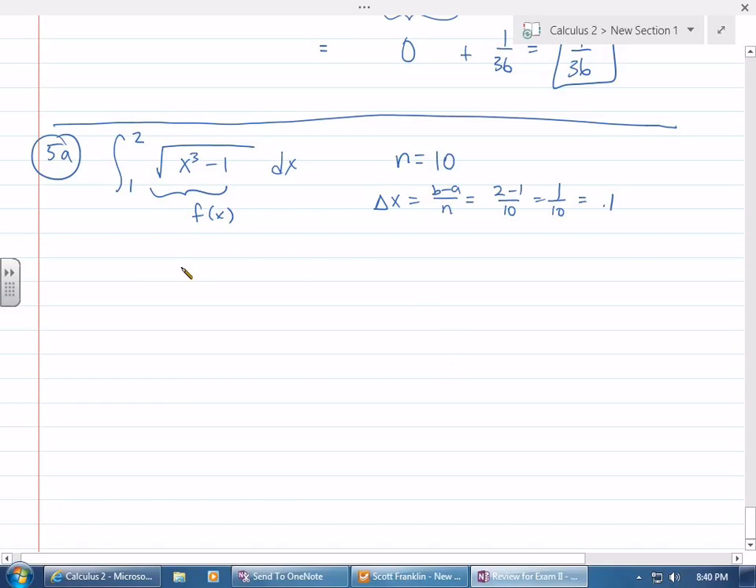And then I get a list of x's. I start at a, which is 1, and then I keep adding this over and over until I get to the second one. So 1.1, 1.2, 1.3, 1.4, 1.5, 1.6, 1.7, 1.8, 1.9, and 2.0. Now, depending on the trapezoid rule, the midpoint rule, or the Simpson's rule, I'm going to plug those into f and apply a certain formula.